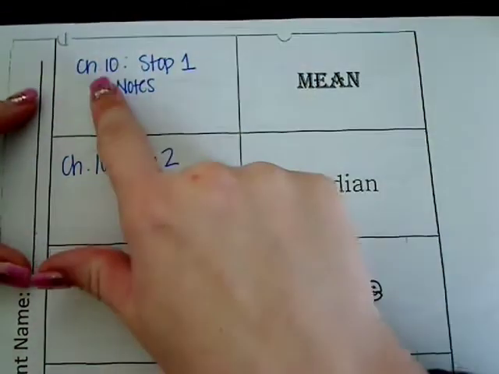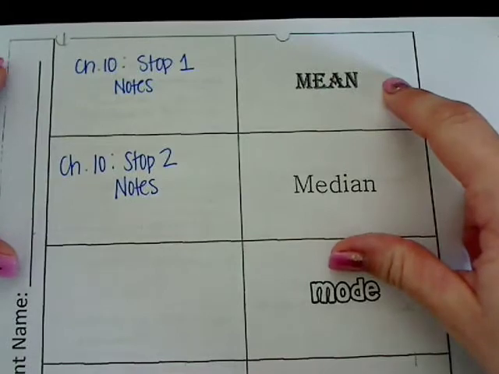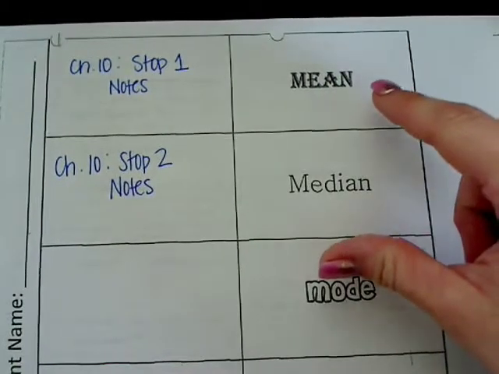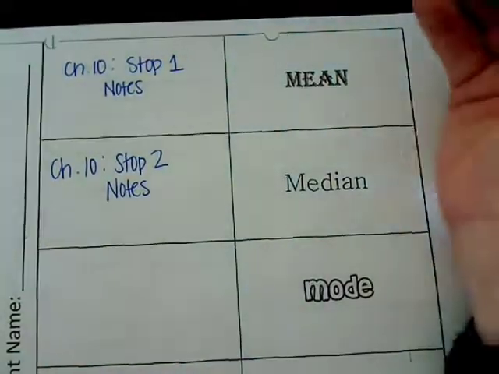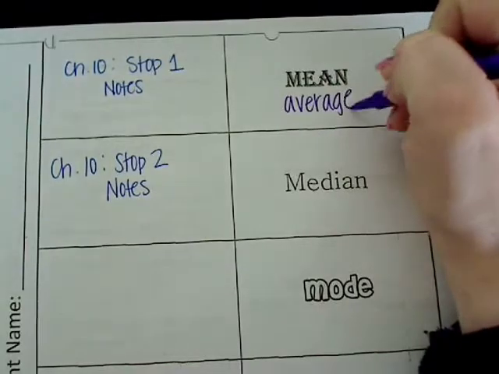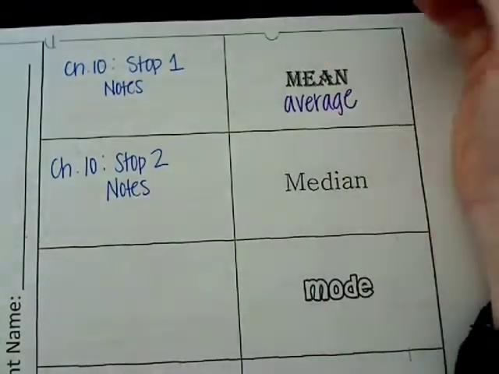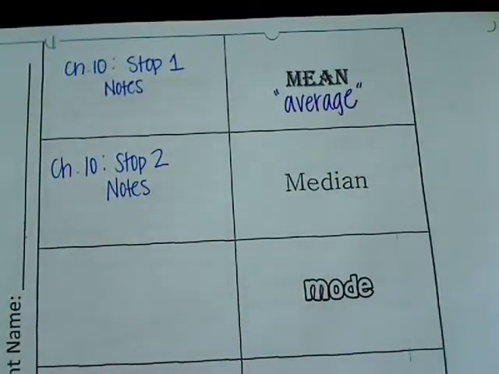Okay, these are our notes for chapter 10, stop 1 on mean. All right, so when you're finding the mean of a set of numbers, that means that you need to be finding the average. So when we're finding the mean, we're going to be finding the average of the set of numbers.